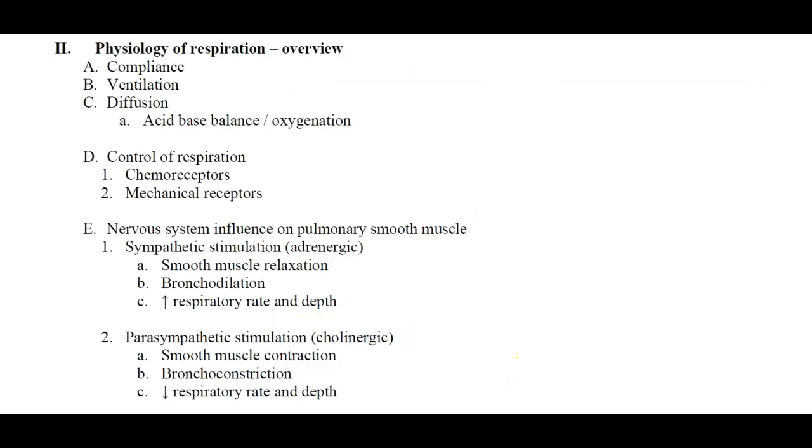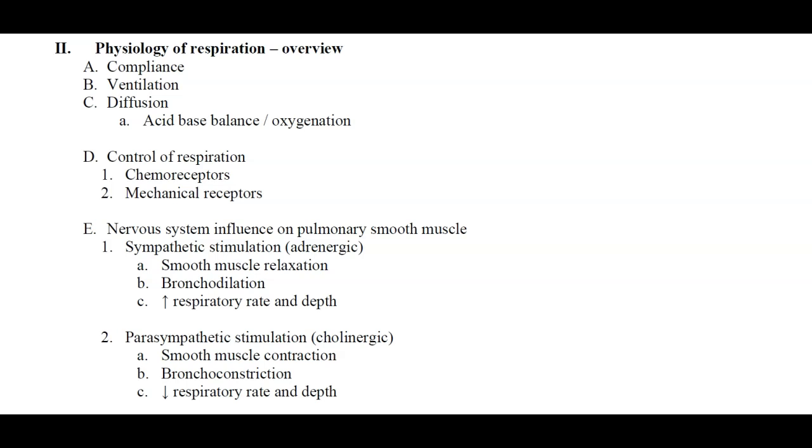Physiology of respiration overview. First, let's talk about compliance. Compliance is the distensibility, or the ability of the lungs to stretch. It is dependent upon the lung tissue and the rib cage. Next would be ventilation. Ventilation is the air movement in and out of the lungs, so the gas movement in and out of the lungs. This is basically your inspiration and expiration. It is the exchange of air between the lungs and the atmosphere so that oxygen can be exchanged for CO2 in the alveoli.